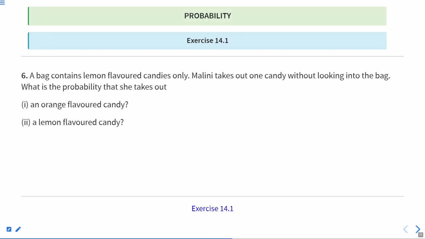Okay, so now let us move to the next problem. A bag contains lemon flavor candies only, and Malini takes out one candy without looking into the bag. What is the probability that she takes out an orange flavor candy, and second, a lemon flavor candy? Here we have to find, number one, the probability that she takes out an orange flavor candy, and number two, the probability that she takes out a lemon flavor candy. Let us see the answer.